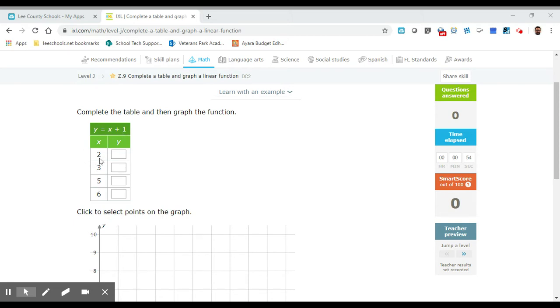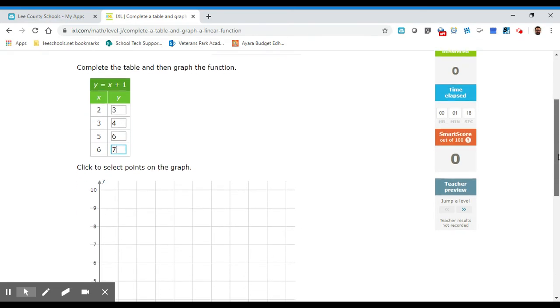So for this, if I take my x value and I plug it in here, this would be the same thing as 2 plus 1, which is 3. If I take the 3 and I plug it in there, it's going to be 3 plus 1, which is 4. 5 plus 1 is 6. And 6 plus 1 is 7.